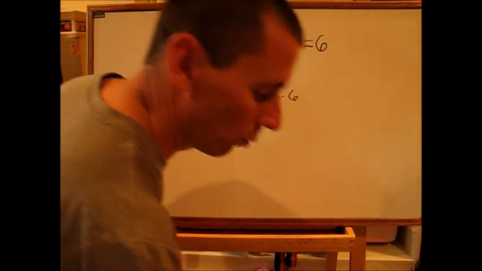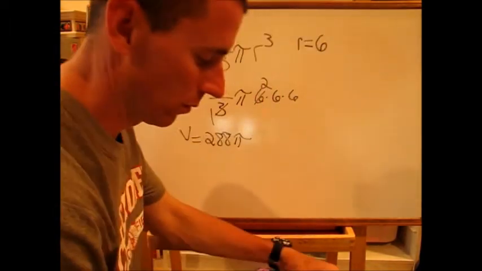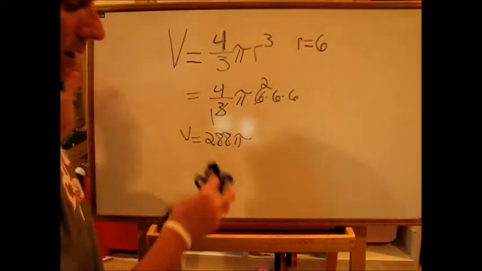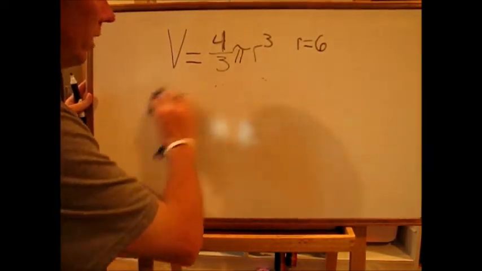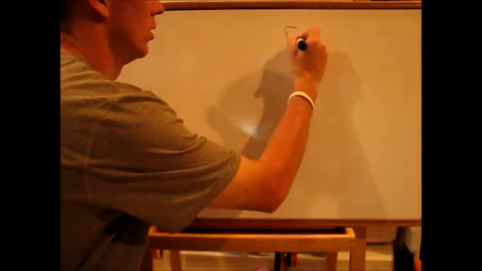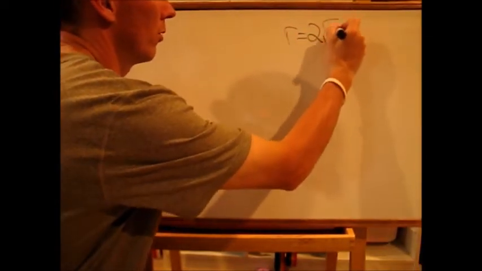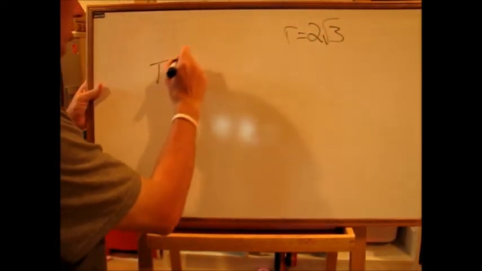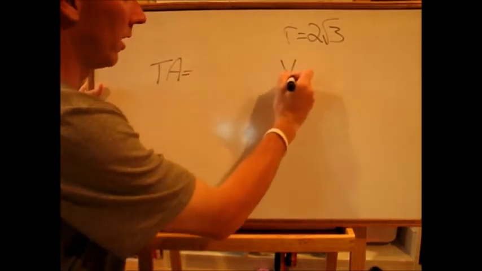Now let's look at one more example. We're going to look at an example where the radius is 2 root 3. And we're going to find both the total area and the volume. So we're going to let the radius equal 2 root 3. And we're going to find total area and we're going to find volume.